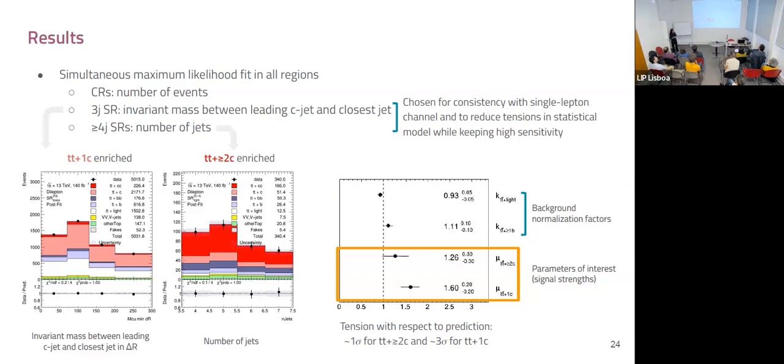And then on the right, you see one of the main results. We measure the background normalization factors for TT light and for TTB. And we measure the signal strength for TT2C and TT1C. So here, of course, in these 2 parameters, we see a tension with respect to the prediction. This tension is around 1 sigma for TT2C and around 3 sigma for TT1C. So this is something that, of course, is expected. That is not exactly the standard model prediction, but it is something that can be used as input for Monte Carlo simulation. And also at least to start a conversation with theorists to understand what exactly we can measure further that will help them in their calculations.